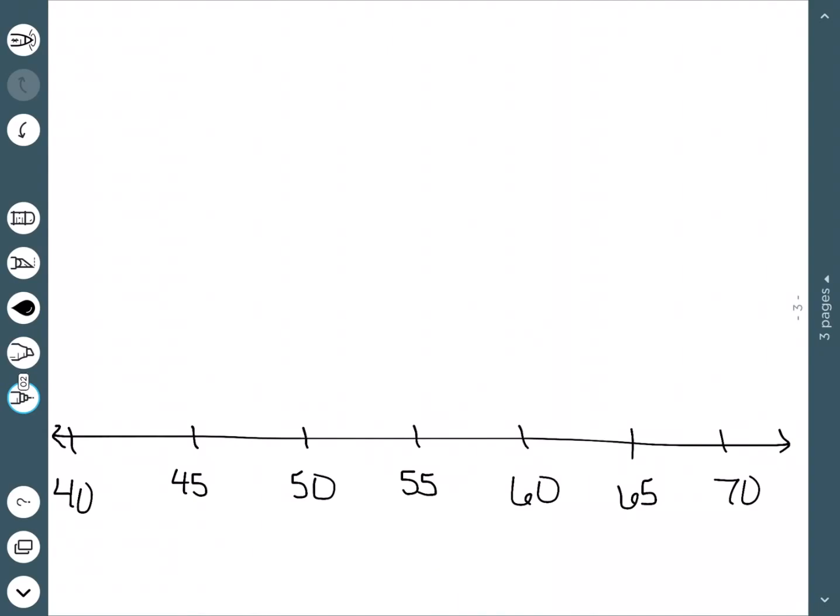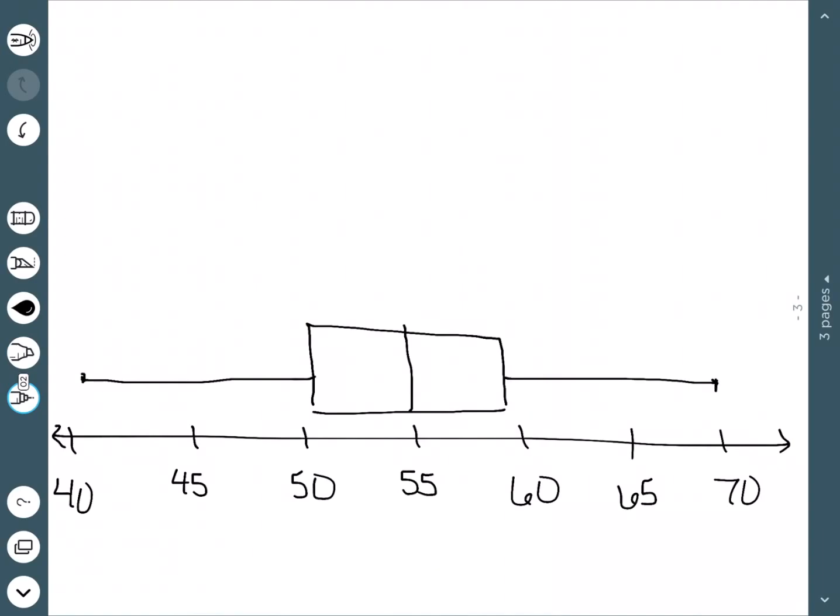Our next step is to put a box between Q1 and Q3. We knew that Q1 was 51 and Q3 is 59. So we'll put a box in there. We also need a vertical line, a solid line at Q2. We know that Q2 is 55, so we'll put a line through the box there. We then need to draw lines between our minimum, 41, and Q1, and our maximum, which is 70, and Q3. And here's our box and whisker plot.